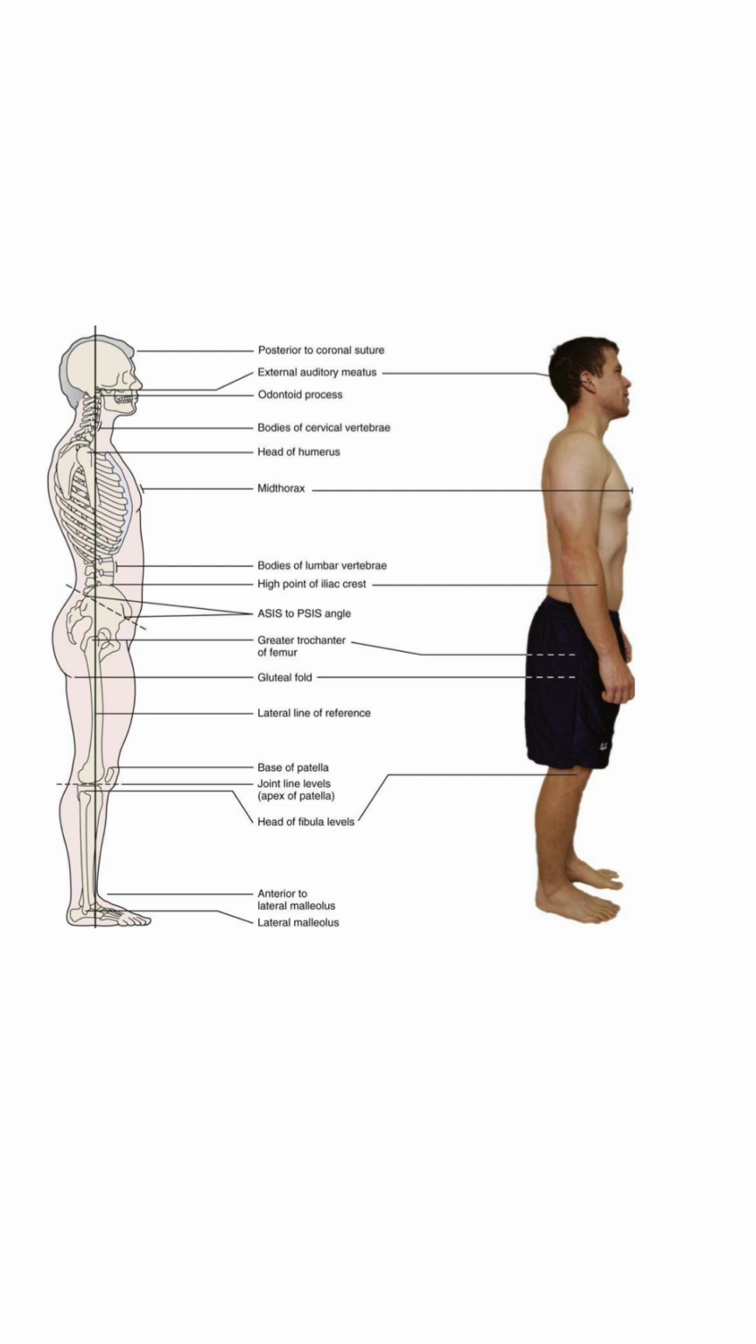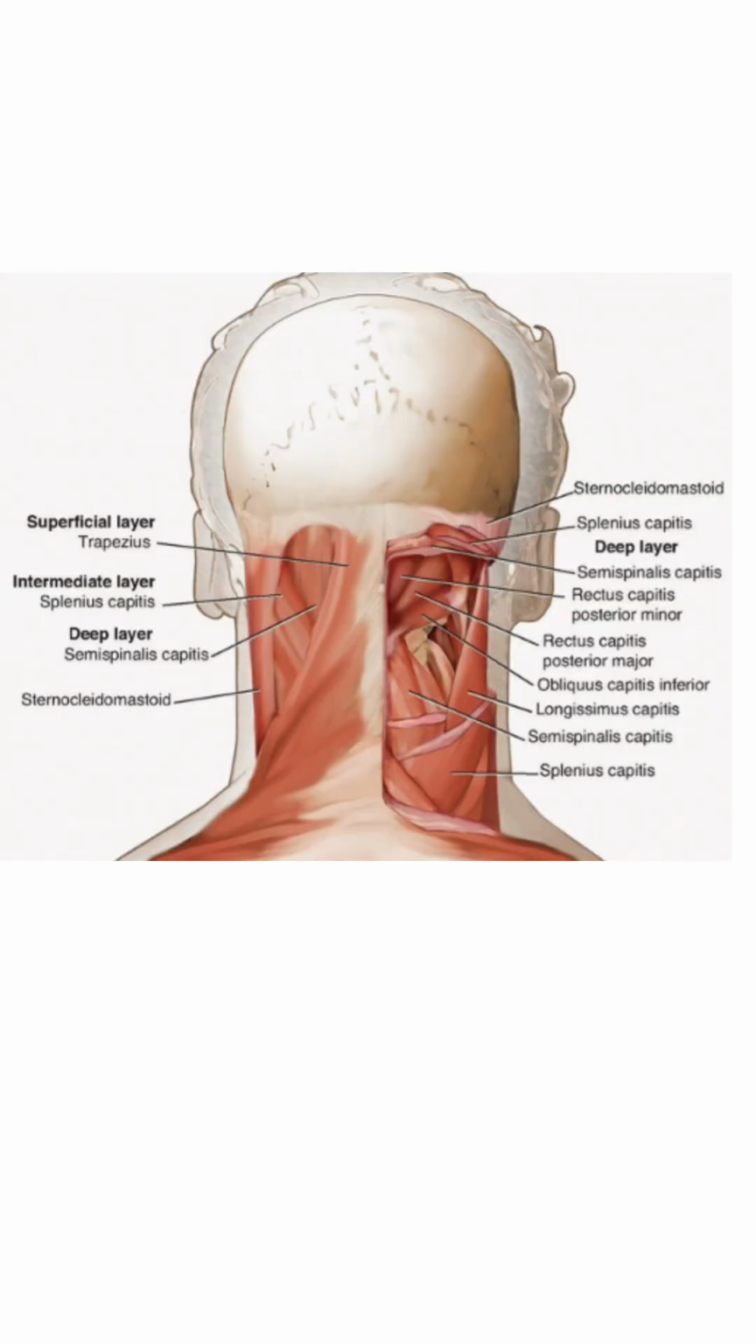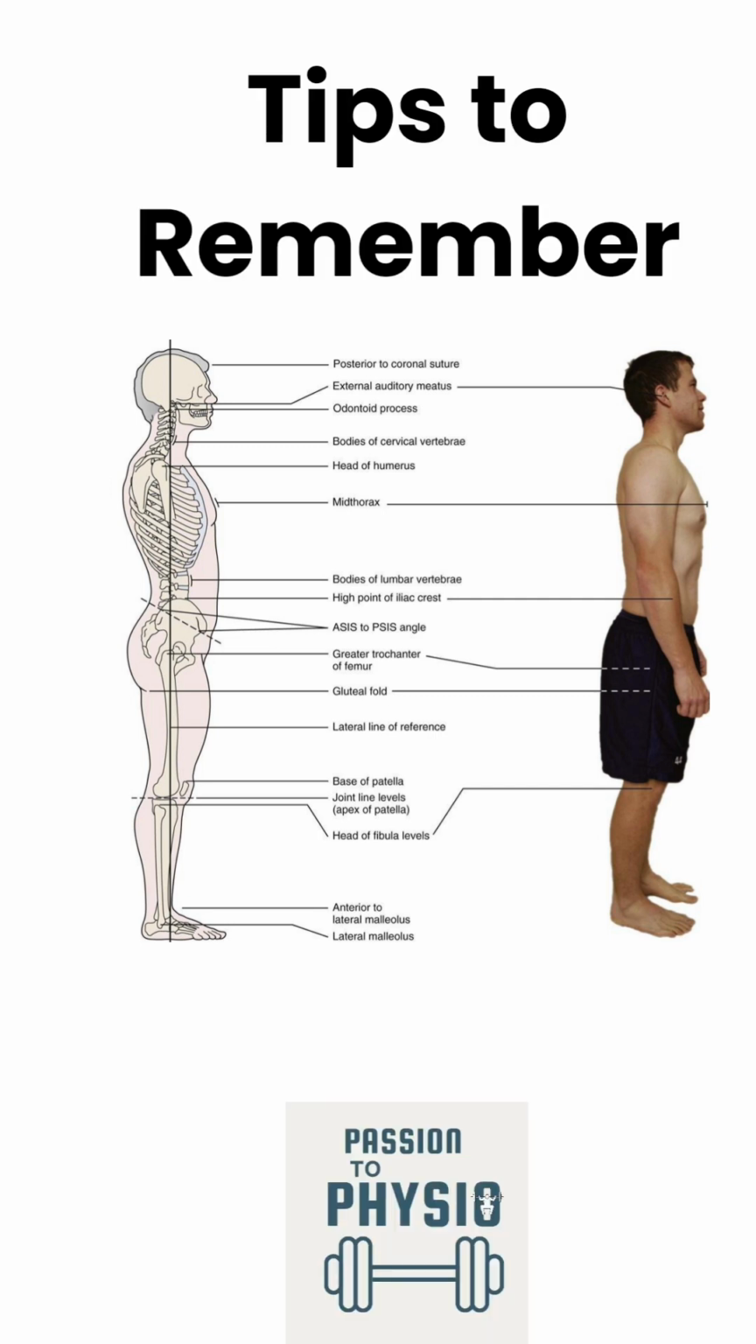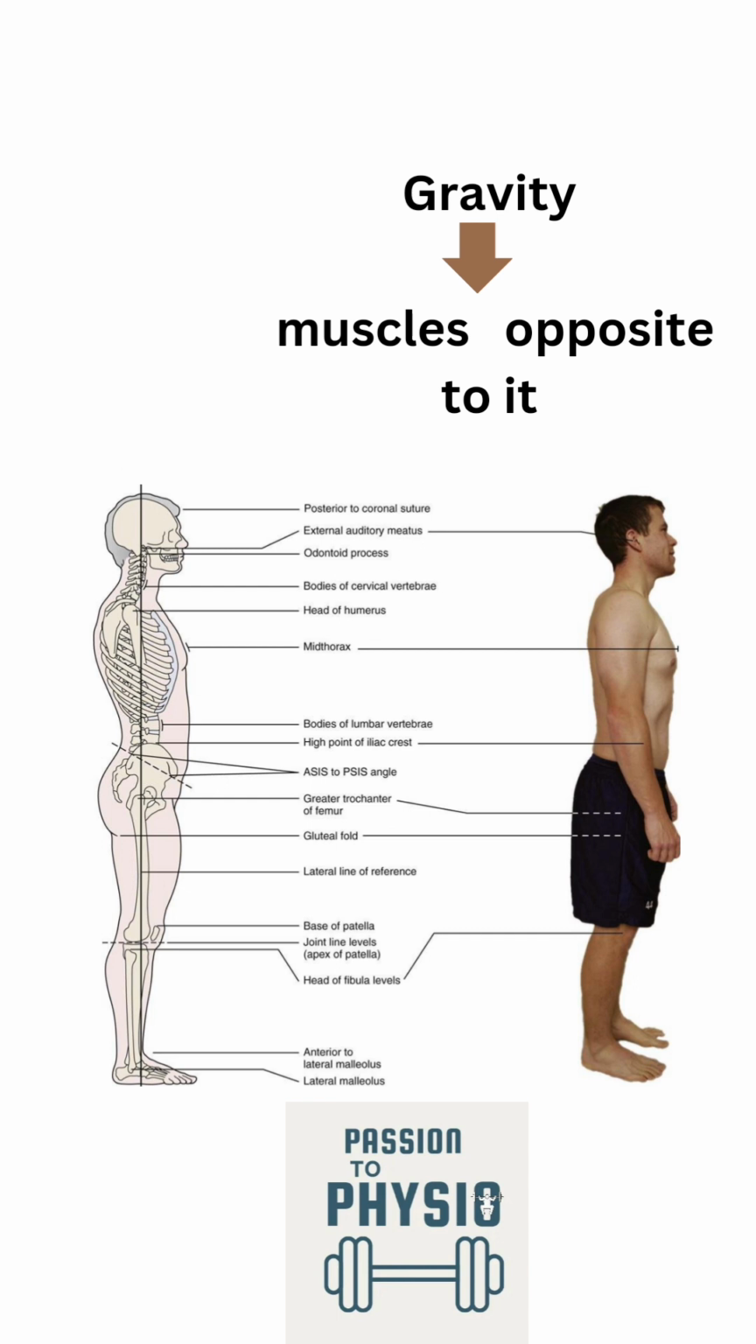Then head. The center of gravity of the head falls anterior to the atlanto-occipital joint. So the posterior cervical muscles contract to keep the head balanced. There is a tip: if the gravitational line goes anterior, the posterior muscles work to maintain it. It's vice versa too. The more the gravitational line shifts, the muscles opposite to it help to maintain the stability.